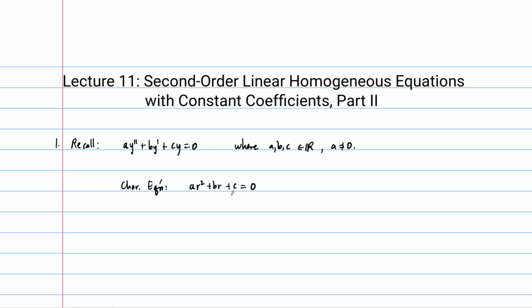The whole point of this is that if we can solve for r, then the solutions are of the form y equals e to the rt, where r is a solution of this equation, so where r solves the characteristic equation.